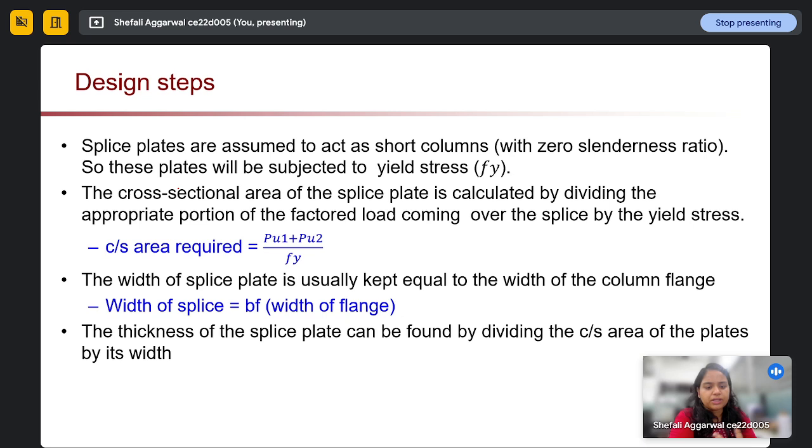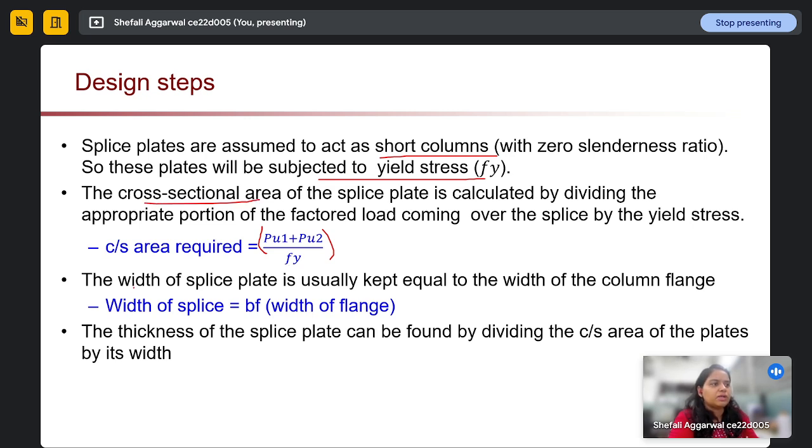So the next design step: first we have calculated our load based on our axial load, then we are calculating our moment. Since our plates are assumed to act as short columns, this plate will be subjected to yield stresses, right? So the cross-sectional area can be calculated as (Pu1 plus Pu2) divided by Fy, load divided by stress. The load is the total of both the loads, Pu1 and Pu2, divided by Fy. Then we have the cross-sectional area.